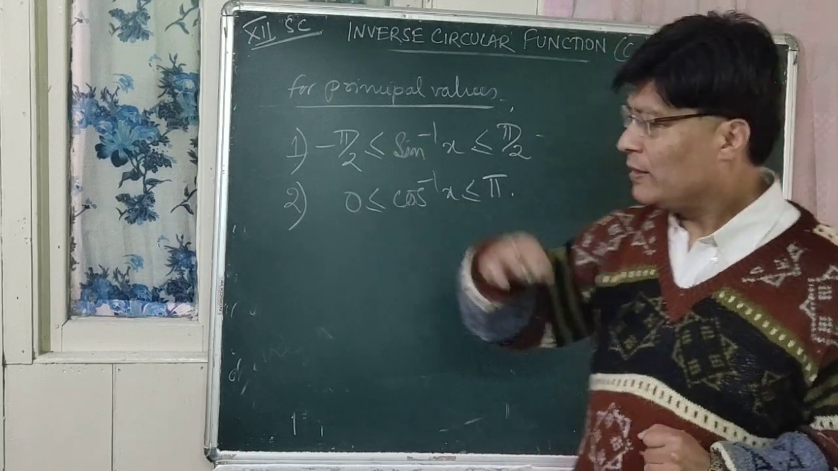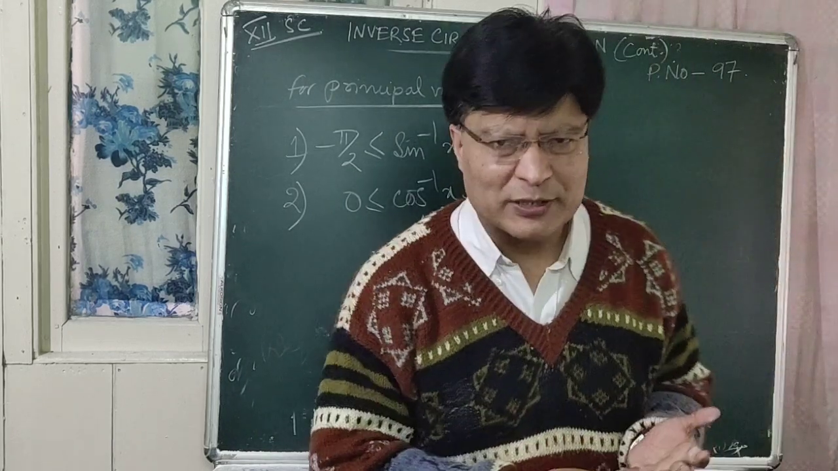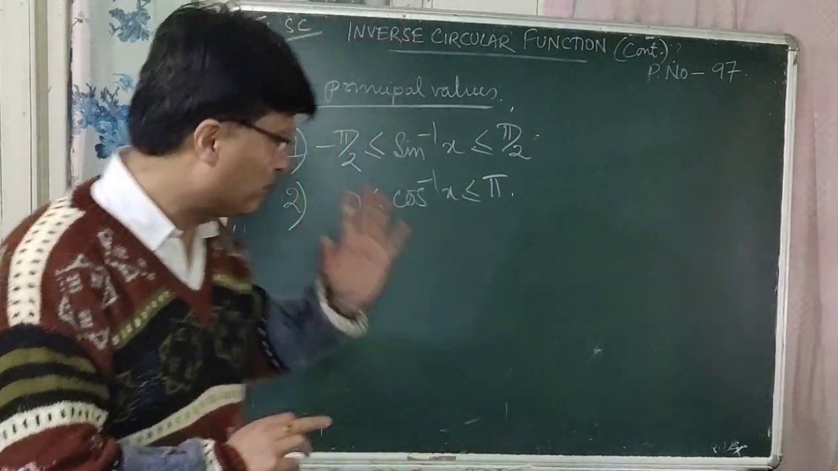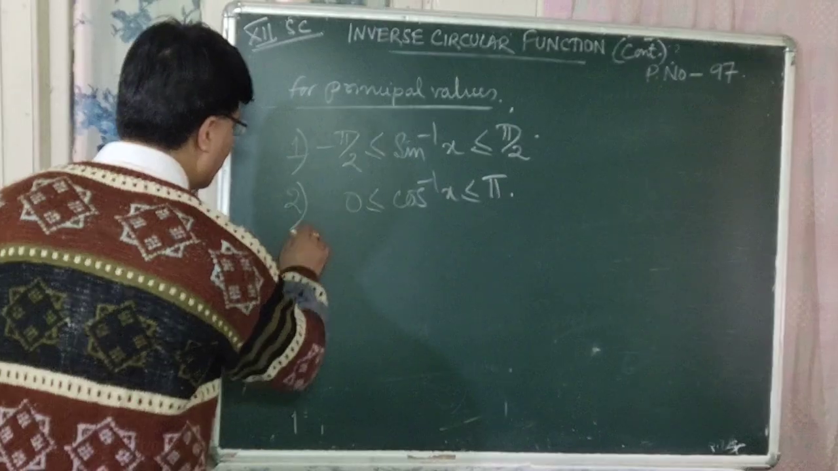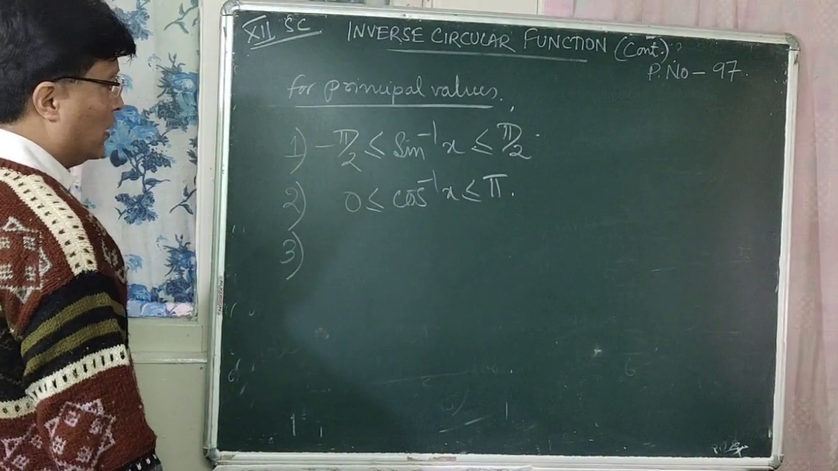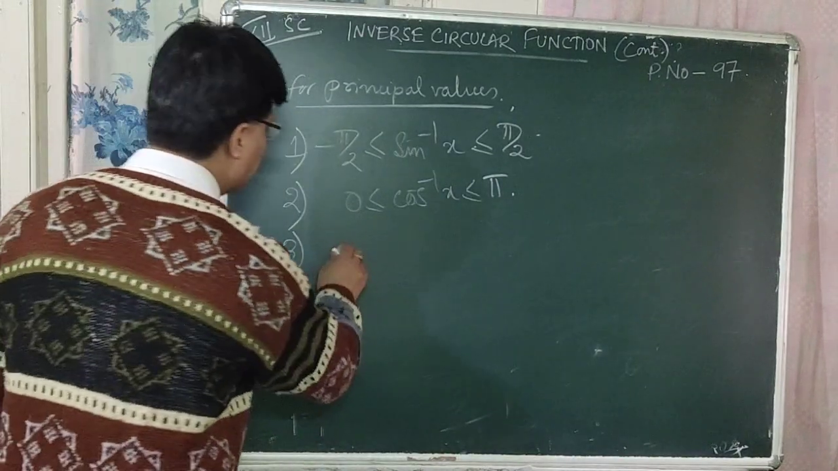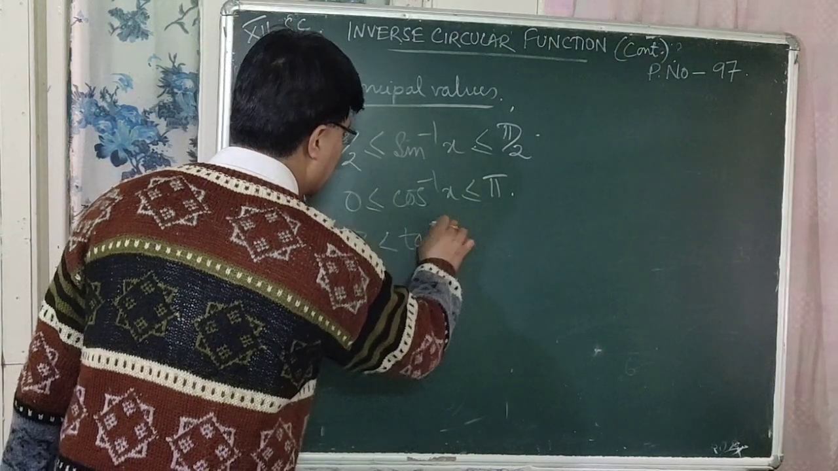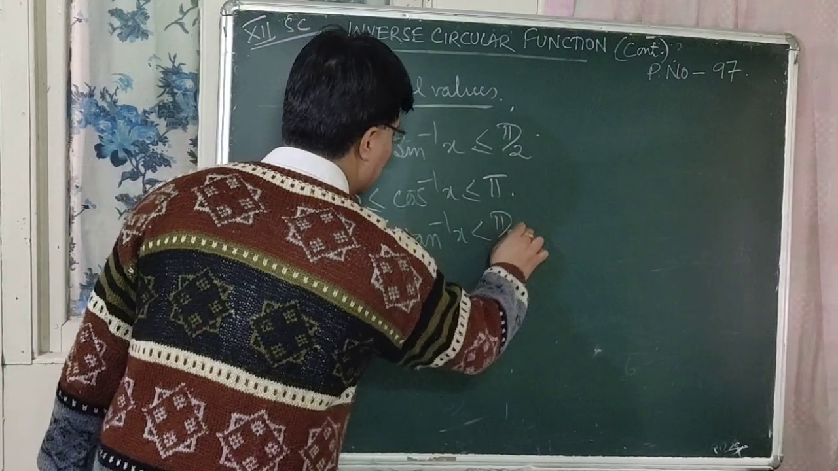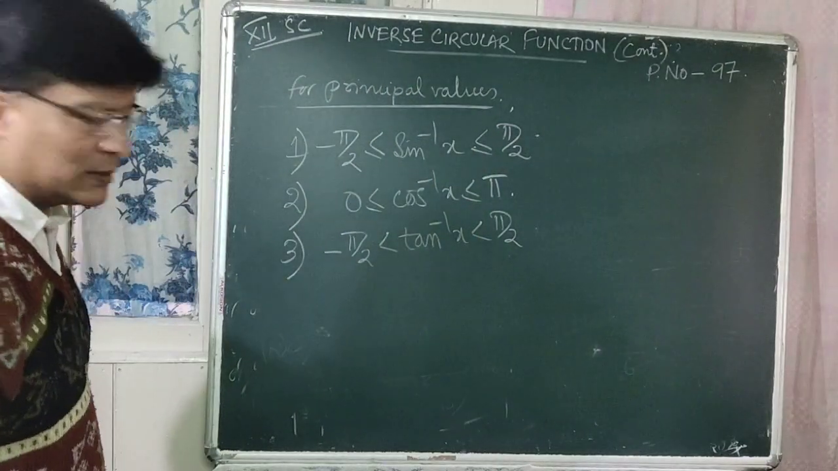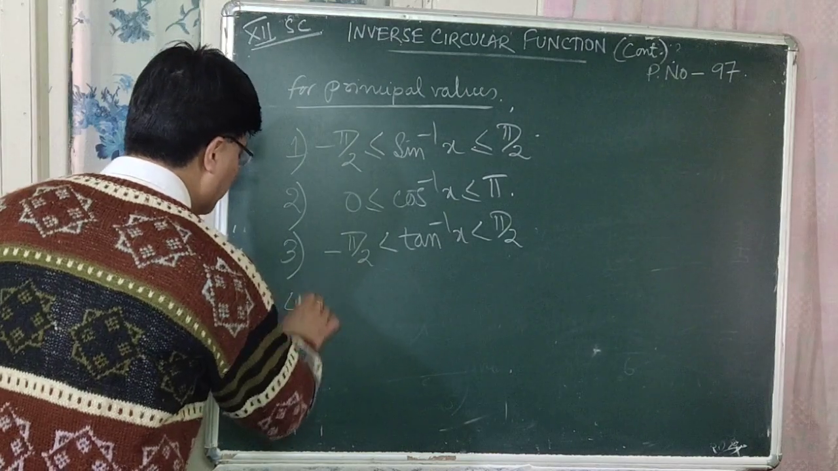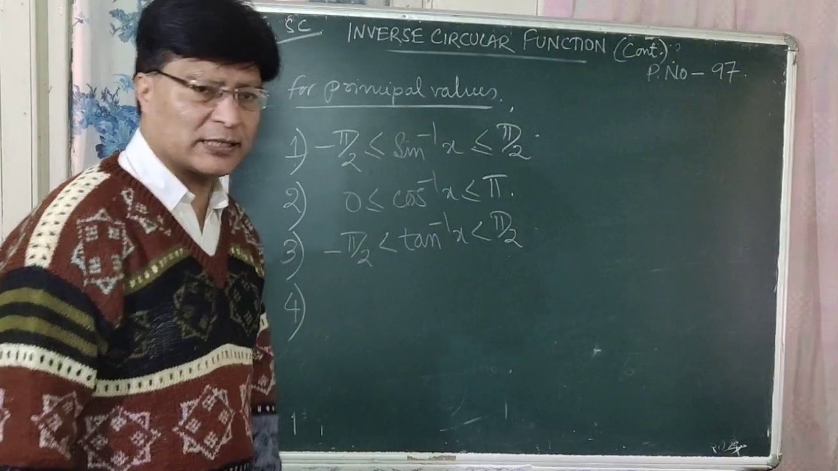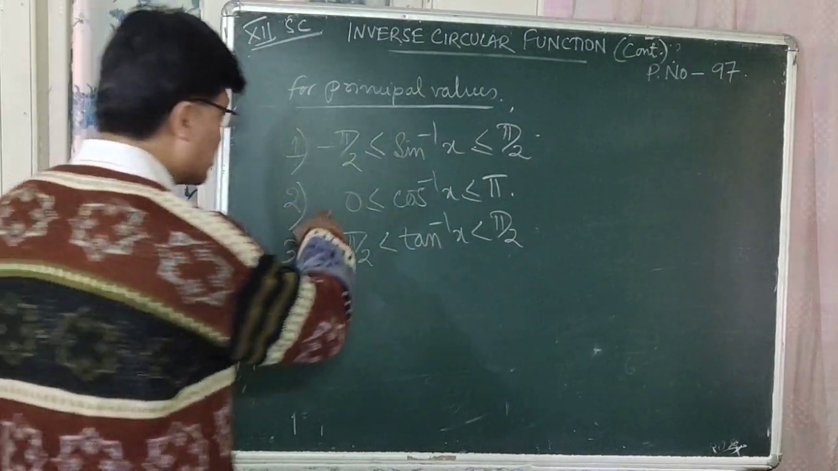Is it clear now? Similarly, you can write down the formula for tan inverse x, cot inverse x, sec inverse x, and cosec inverse x. Okay, so let us write down here. Number 3, minus pi by 2 less than tan inverse x less than pi by 2. Right? Next one, number 4, for cot inverse x.